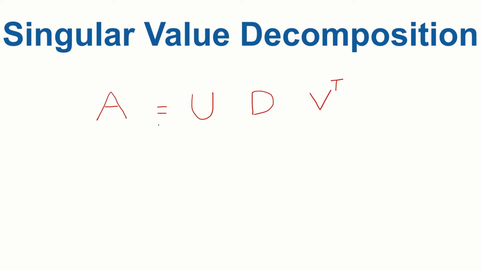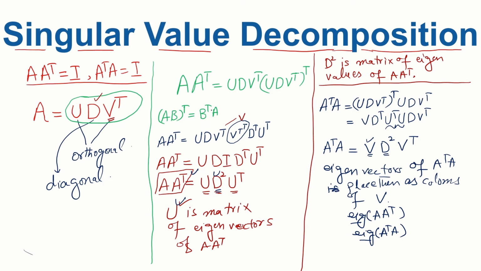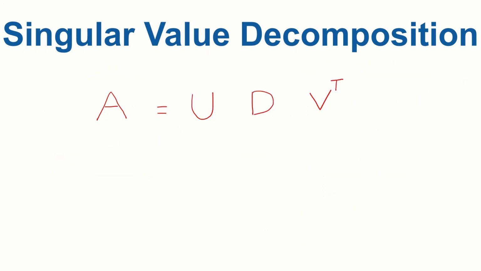We know how to do singular value decomposition. That's the procedure. Once we have done it, can the singular value decomposition, SVD, explain some of the properties of matrix A? So here I'm going to explain those.